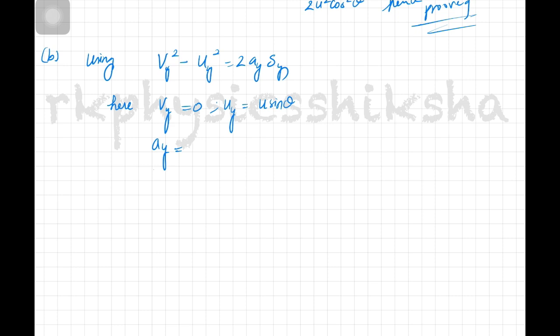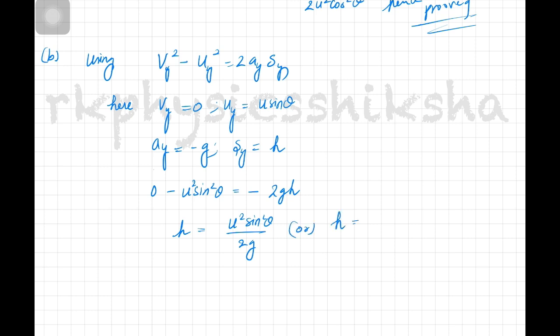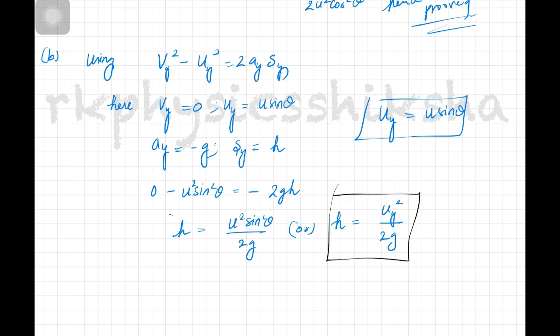Ay is always acting downwards, so I take it as minus g, and Sy is equal to, I consider it as H. So substituting these values in the equation above, we get 0 minus u square sin square theta is equal to minus 2gH. So H will be equal to u square sin square theta by 2g. We can also write it as H is equal to Uy square by 2g, because we know very clearly that Uy is equal to u sin theta. So just replacing the y component, I get Uy square by 2g as the height of the projectile.